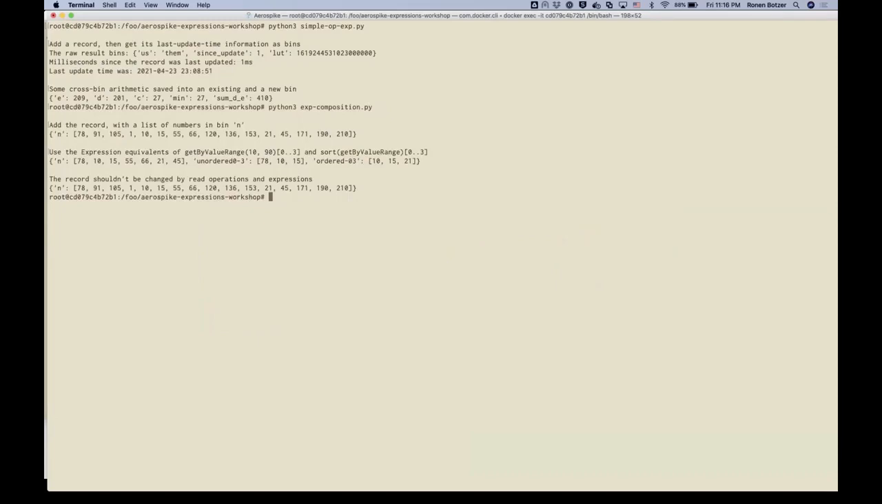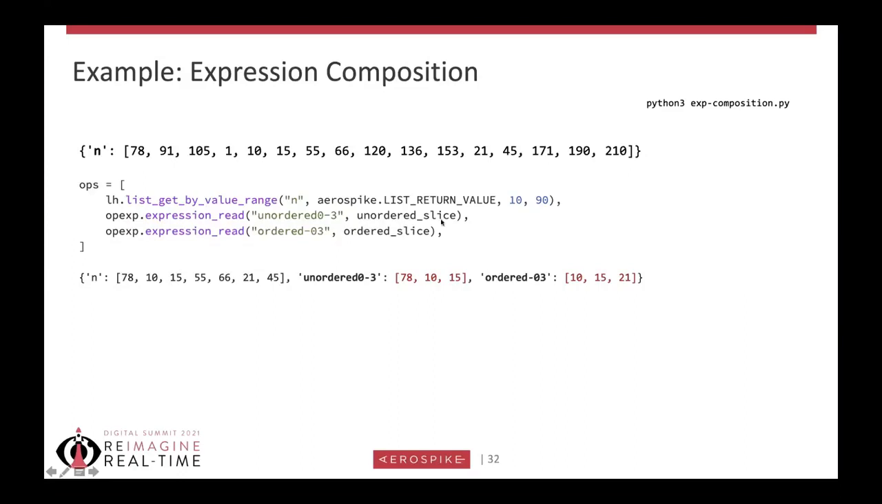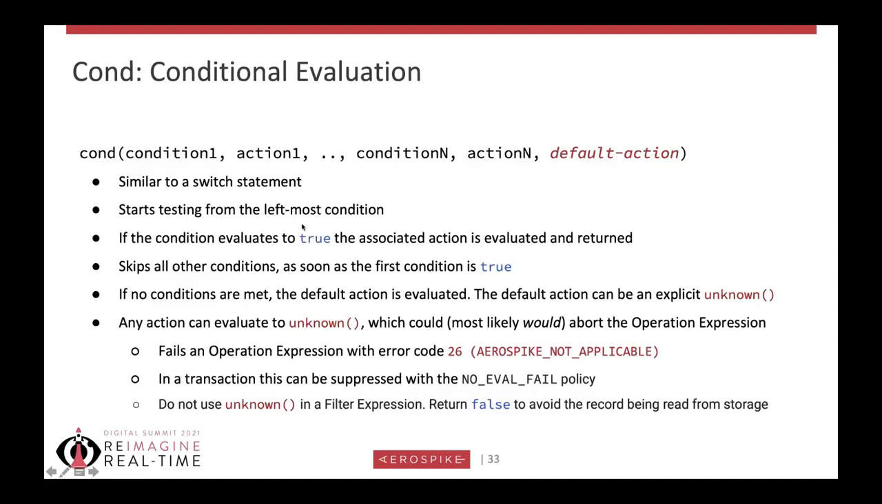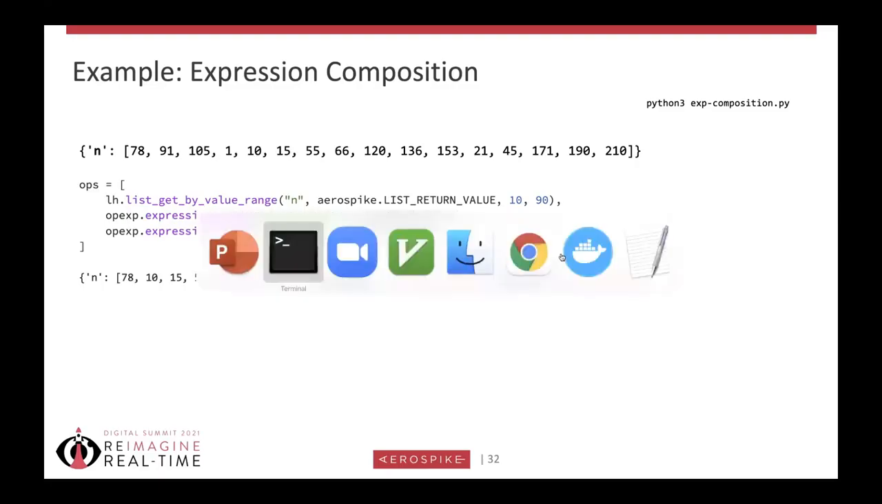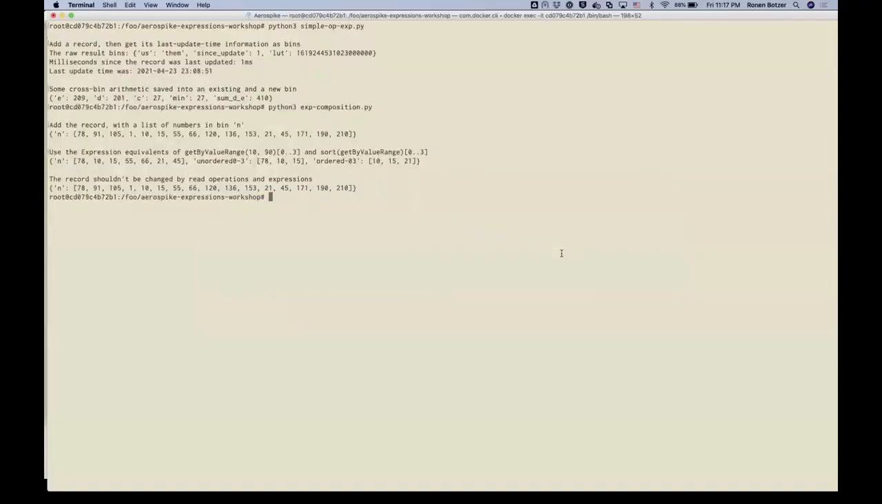Okay, and just to show you that it didn't change, what we did here is I wanted to show you that ordered 0 through 3 and unordered 0 through 3 don't show up as bins in the record. These are really just read expressions, and they return what looks like a bin, just like we can return a fake column in an RDBMS from certain expressions. So you can see how the record didn't really change due to read operations and the read expressions.